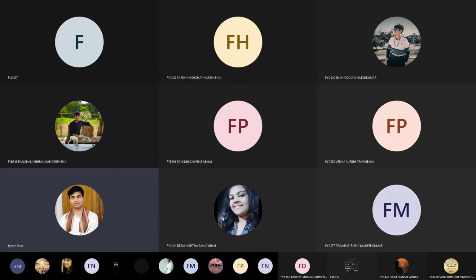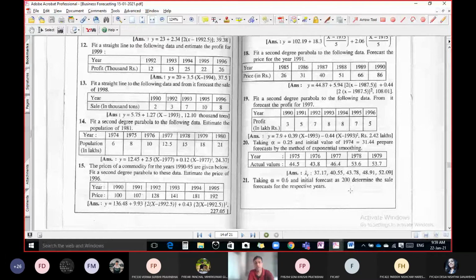Second part of this topic is known as fitting of second degree parabola. Fitting of second degree parabola. Now, how to do this question? Let us start question number 14.